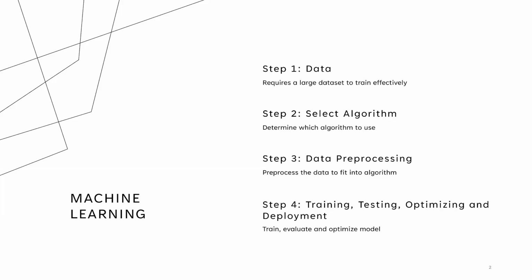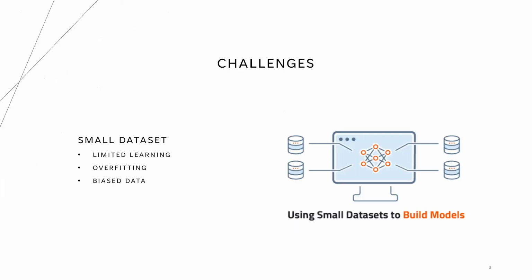In a nutshell, machine learning comprises 4 steps. In order to effectively train a model, a large enough dataset is required for accurate classification. Next step would be to determine an algorithm based on the type of data and preprocess the data accordingly to fit the model. Final steps would be to train, evaluate, optimize, and deploy the model.